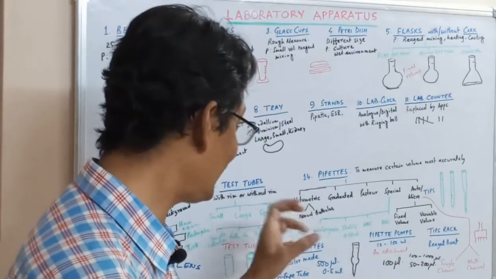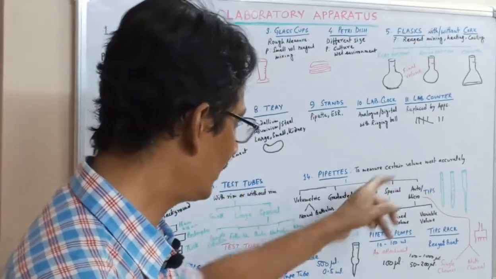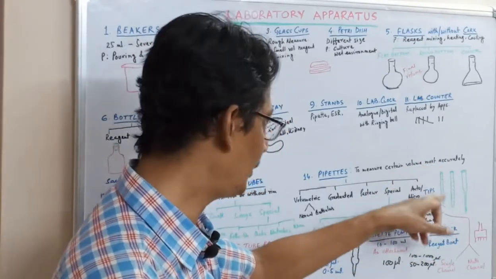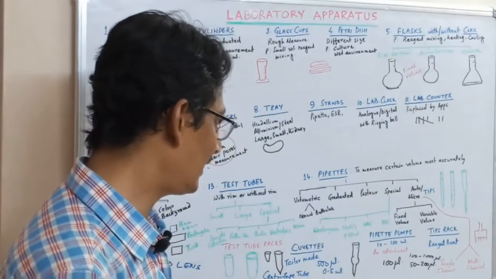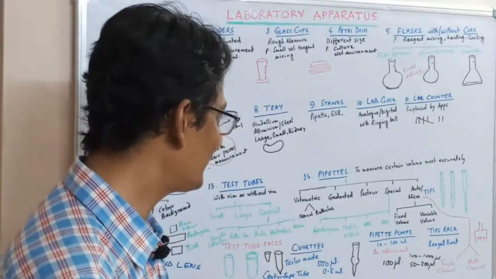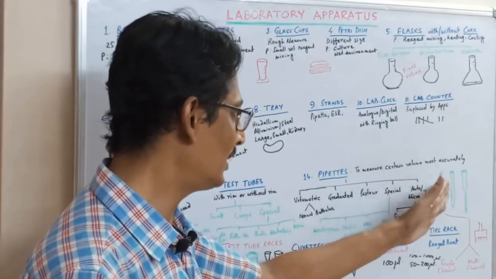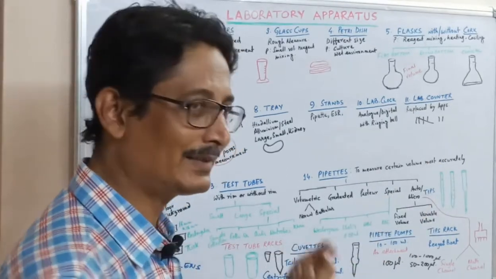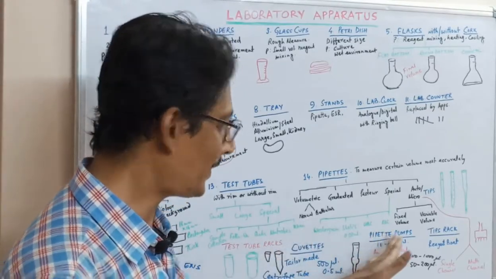Now what is a pipette? A pipette is a long narrow channel that is open at both ends. In the earlier concept, there was mouth pipetting: to collect some blood or reagents, we suck them up by mouth. After that, the teat concept came, and nowadays there is the pipette pump.